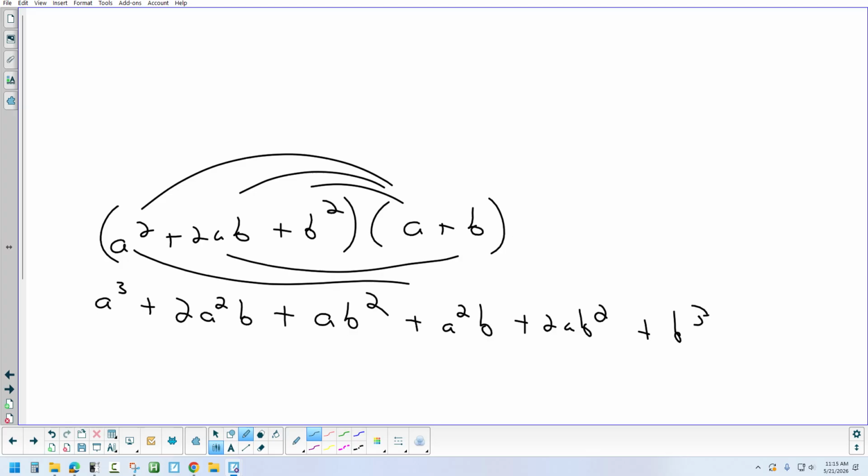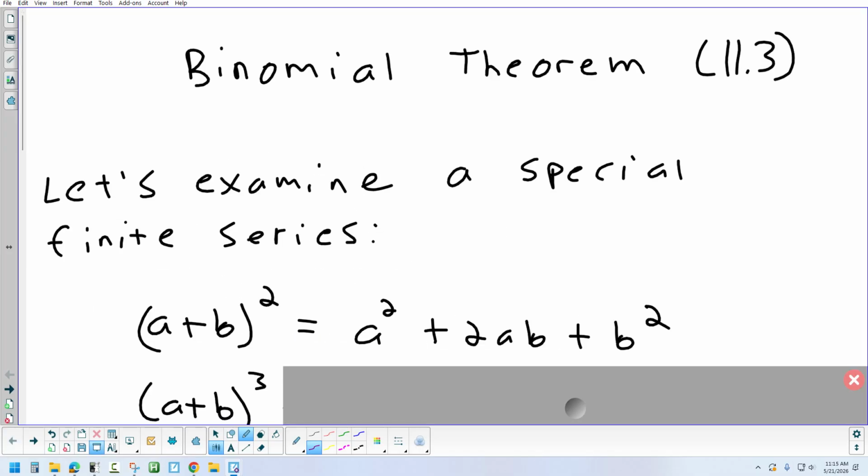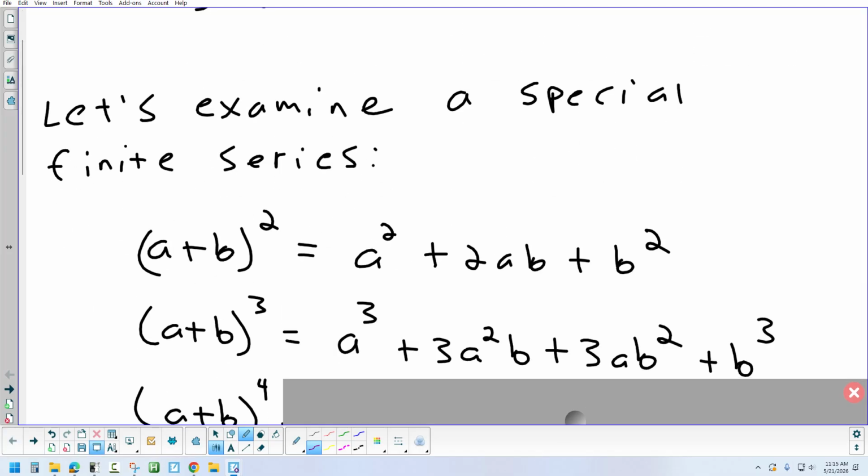So we've got 2a squared b, 1a squared b. So that's going to give me 3a squared b's. And then I have 1ab squared, 2ab squared. So that's also going to give me 3 of those. So I'm going to have a cubed and b cubed on the ends. And in the middle, I'm going to have a 3 for the a squared b's and another 3 for the ab squareds. So that's going to look like that.